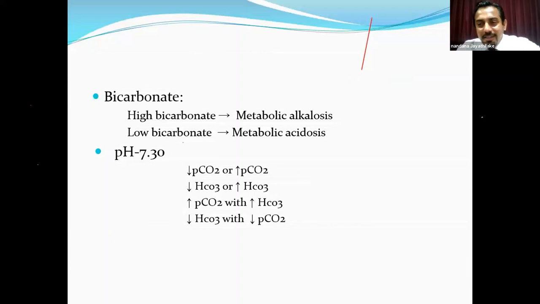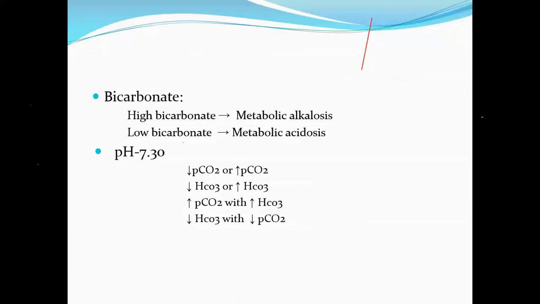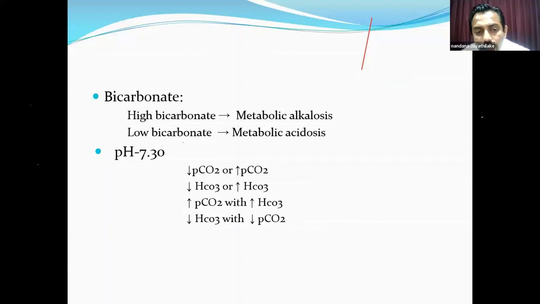Now tell me, one of you guys, pH is 7.30. So first step, what is this? It is acidemia. Right. So now you have to find what causes this acidemia following these four. Could it be due to low partial pressure of carbon dioxide?